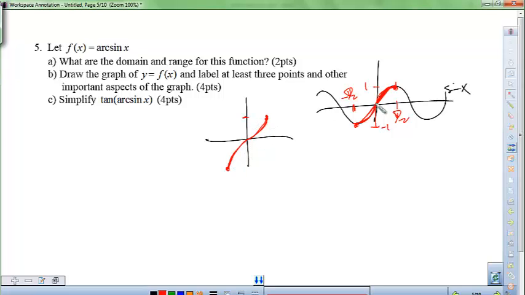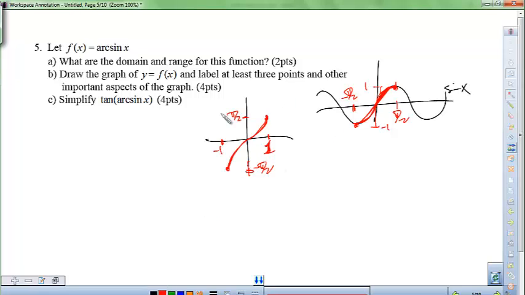So what used to be the domain of negative pi over 2 to pi over 2 is now the range, negative pi over 2 to pi over 2. And what used to be the range from -1 to 1 is now the domain from -1 to 1. So this is your arcsine function.